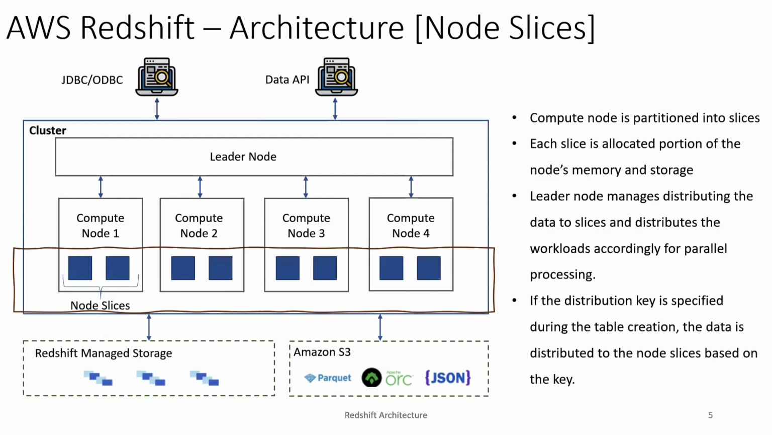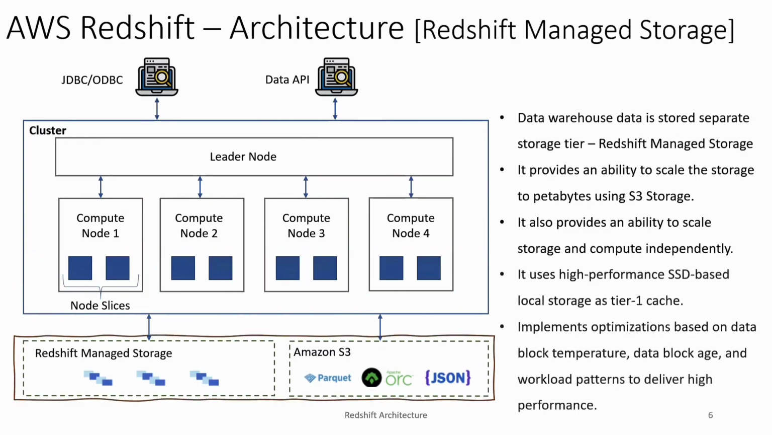Okay, the data warehouse is stored in separate data tiers. Redshift managed storage provides the ability to scale storage to petabytes, and uses S3. Okay, here I am connected to Amazon S3. It provides the ability to scale storage and compute independently. You can connect the computing and storage independently.